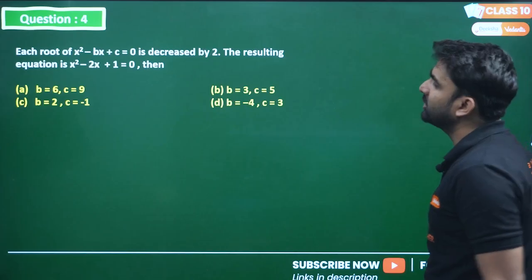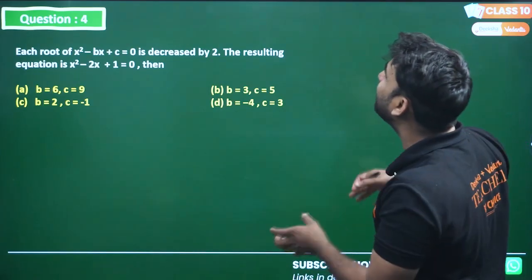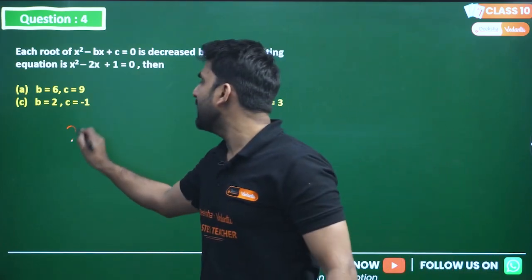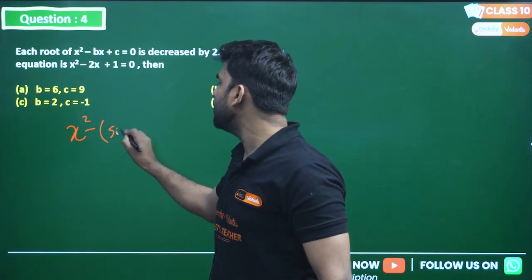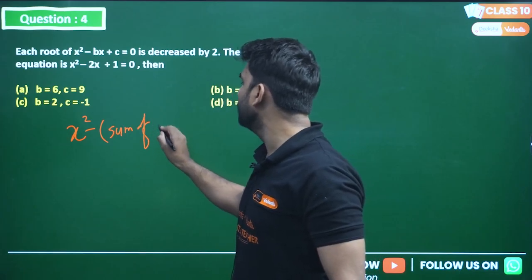Moving to the next question, question number 54. Each root of x square minus bx is decreased by 2. For the resulting equation, come on, my dear, go and use this formula: x square minus sum of roots x plus product of roots. Only this formula will be used here.